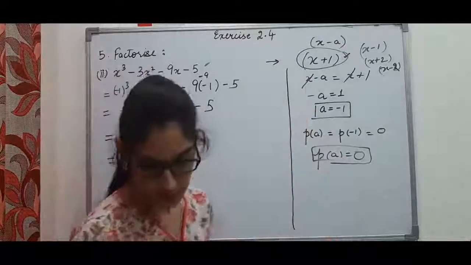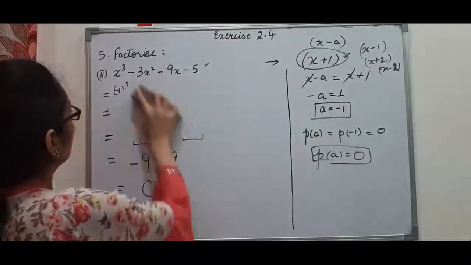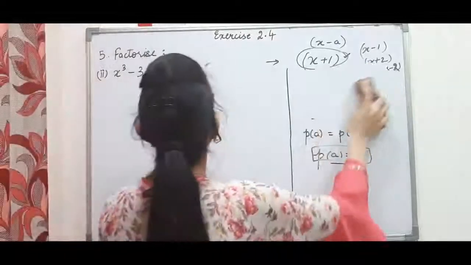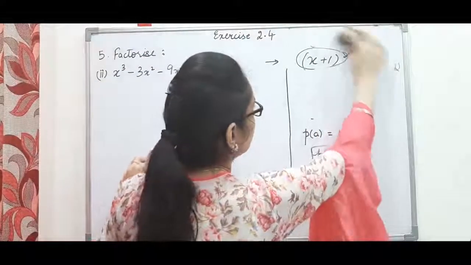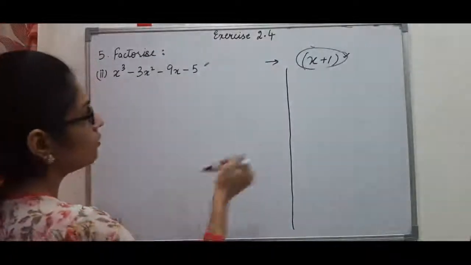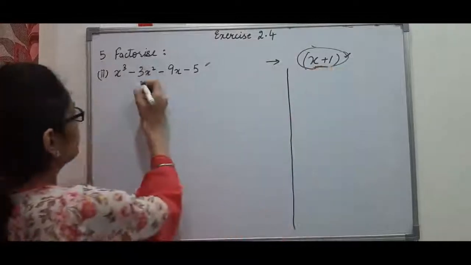So this is the first step. In the first step you have just found that x plus 1 is a factor of this given polynomial. In the second step, we will do division. We will do long division of this and this.